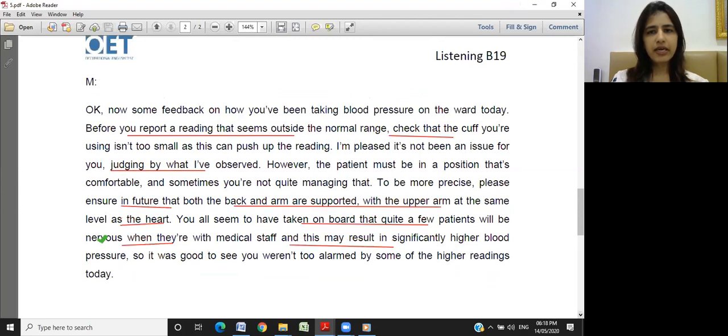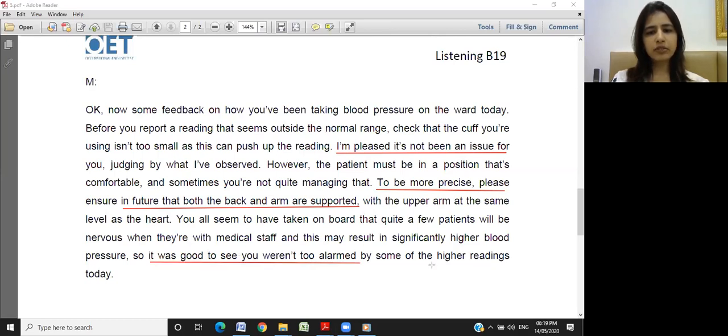Right? He explained clearly that I'm pleased it's not been an issue for you. So these students do not have issues with cuff size, but he emphasized, to be more precise, please ensure in future. Right? So this helped us understand this is something he was trying to emphasize. And then he said it was good to see you weren't too alarmed.